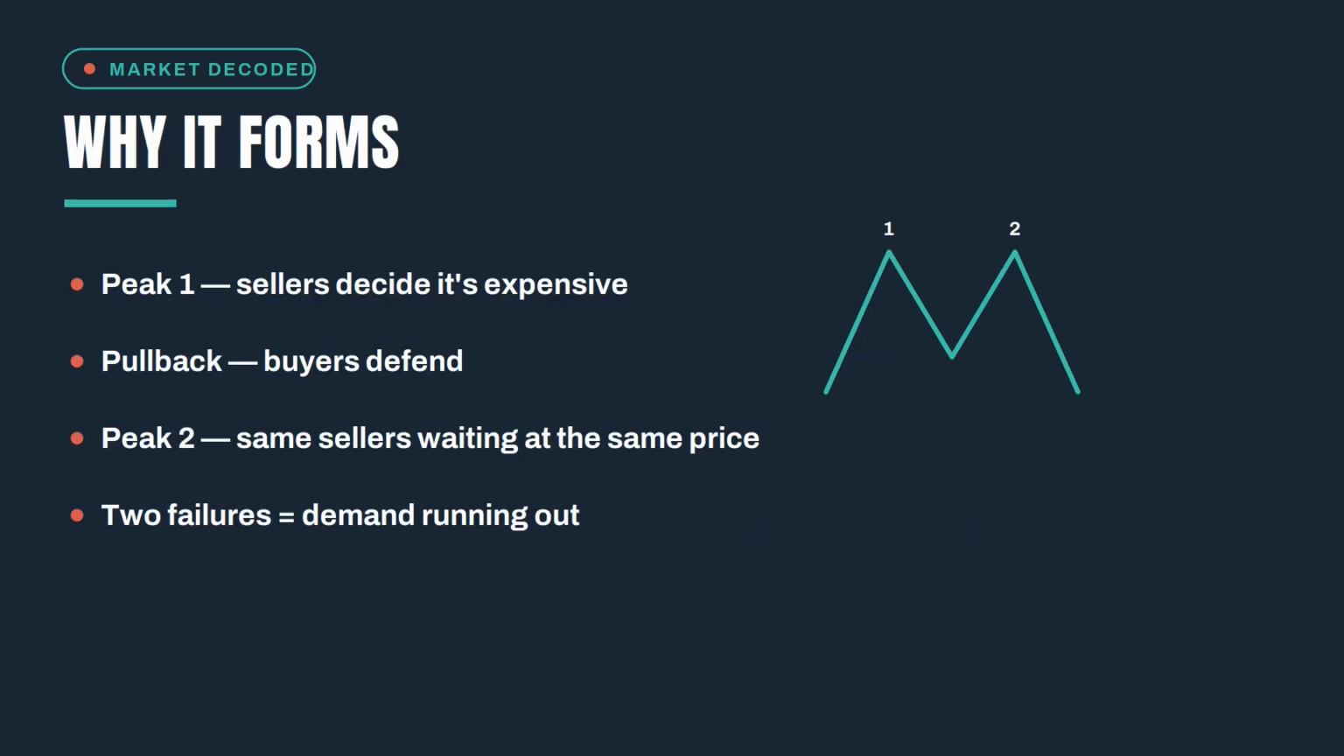So why does this shape form at all? Think about the people behind the candles. Price runs up to a level where enough sellers decide it's expensive. That's the first peak. It pulls back. Then buyers try again and push price back up to roughly the same level. And the very same sellers are waiting there. When buyers fail to break through a level twice, it's a clue that demand is running out of steam. That second rejection, at the same price, is the real heart of the pattern.